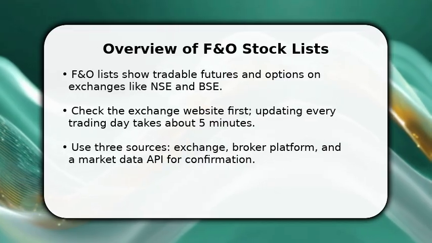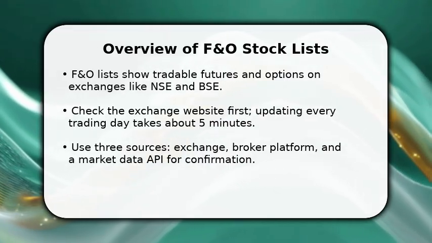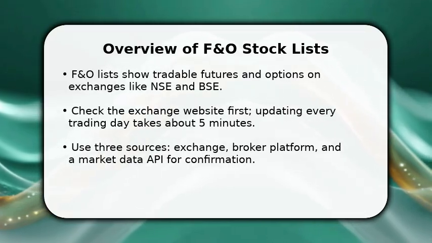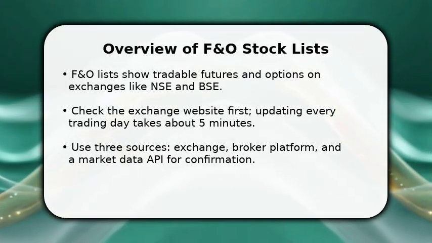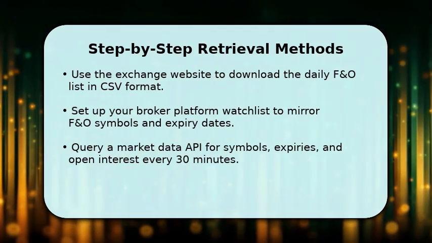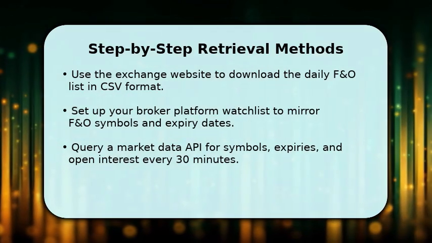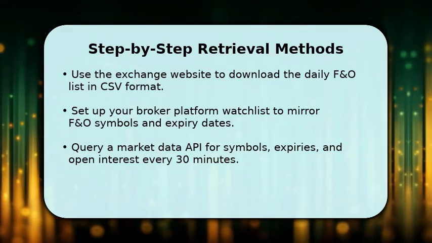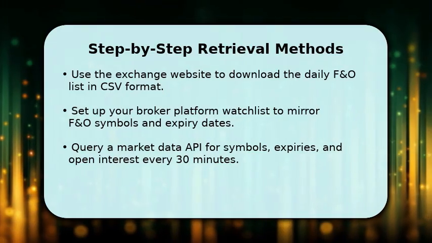Combine 3 sources for accuracy: the official exchange page, your broker platform, and a market data API for automated verification and archival. First, visit the exchange website and download the daily F&O list as a CSV file. The CSV contains symbol, expiry date, strike price, and instrument type for easy filtering.